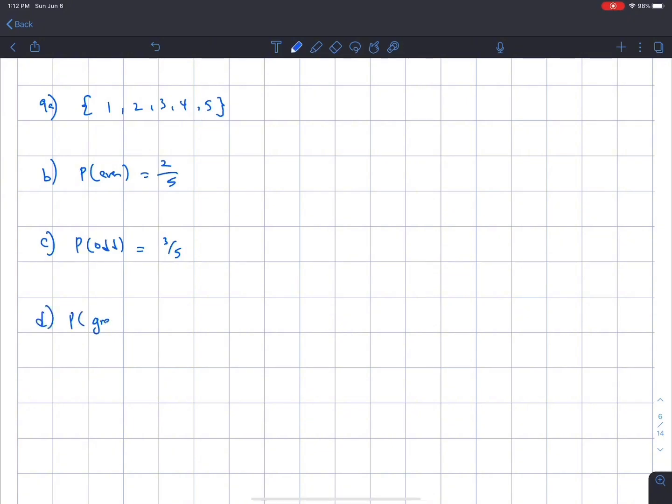Greater than 2. So 3, 4, 5 are all greater than 2. That's 3 out of 5. Less than or equal to 2. Just 1 and 2. So that's 2 out of 5. Very straightforward, this question.